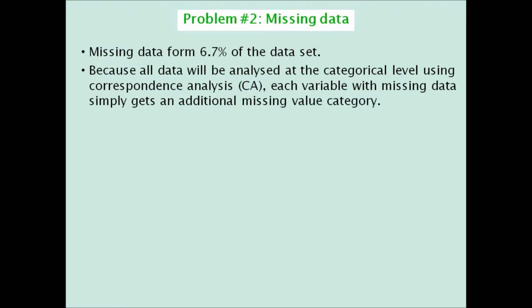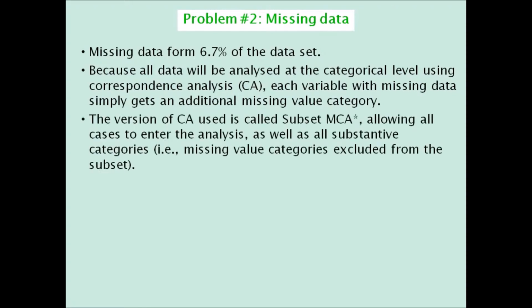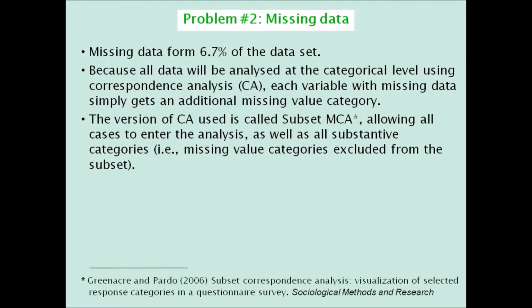Now the missing data problem. Missing data forms 6.7% of the data, but because all data are on categorical scales, a missing value category is simply added to the variables that need one. To avoid missing data categories dominating the analysis, a version of correspondence analysis called subset multiple correspondence analysis, or subset MCA, is used. This approach ensures that all cases can be included and no imputation is needed at all.